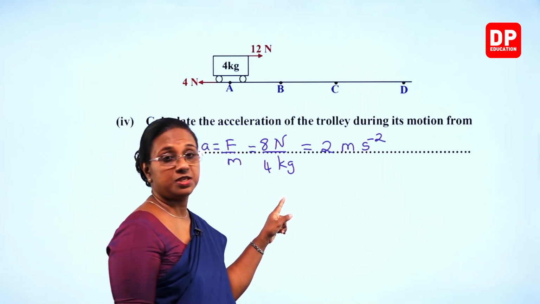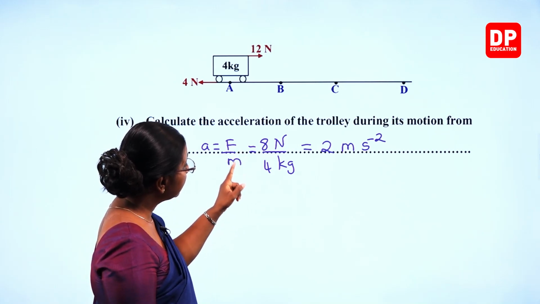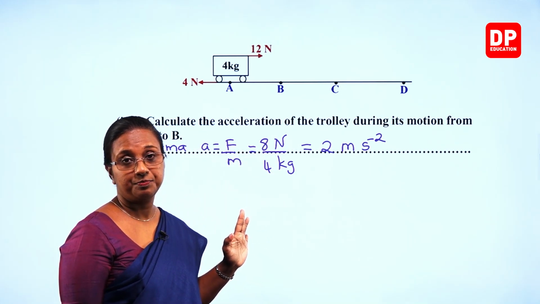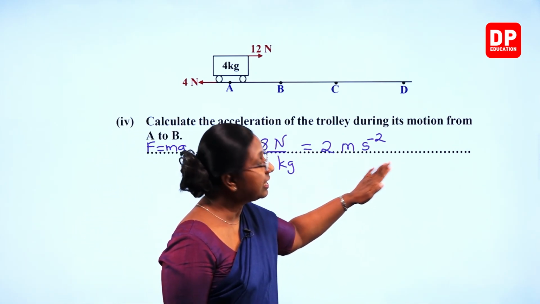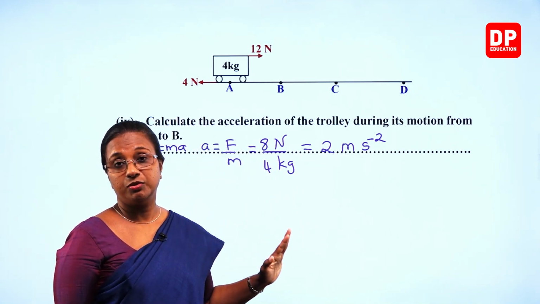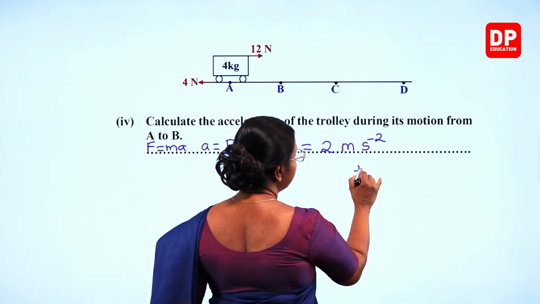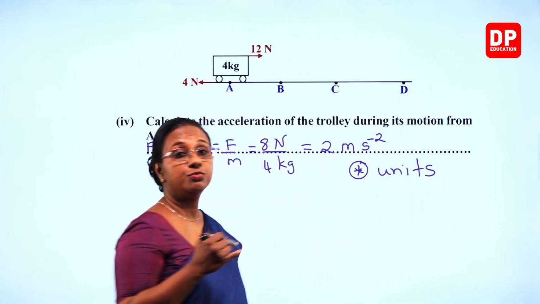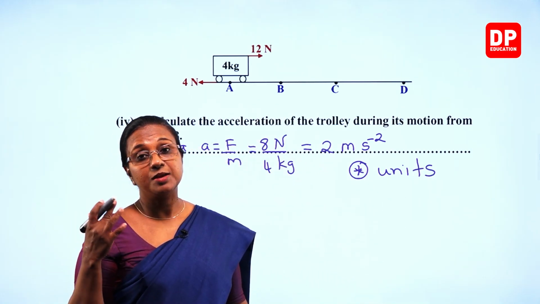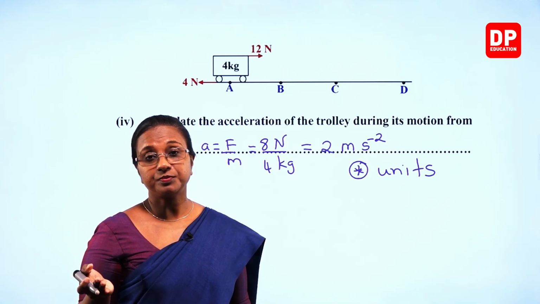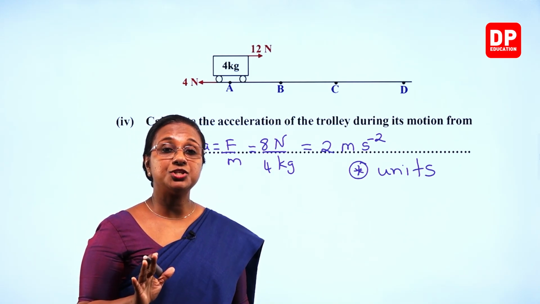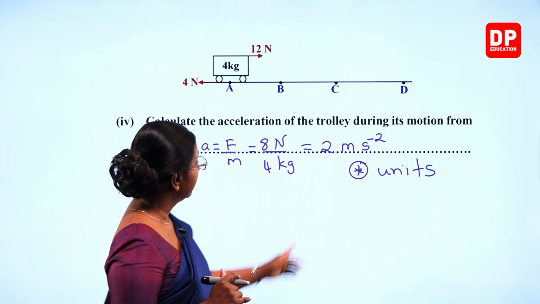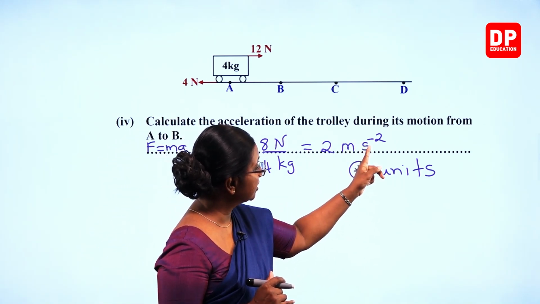You have to substitute. Writing the units during the substitution is not compulsory, but the final answer should have the unit. Here the units are important. Without the units, you won't get the full marks, or sometimes you don't get the marks at all. So always for a calculation, if the quantity has a unit, you have to write the unit. So the answer is 2 meters per second square.